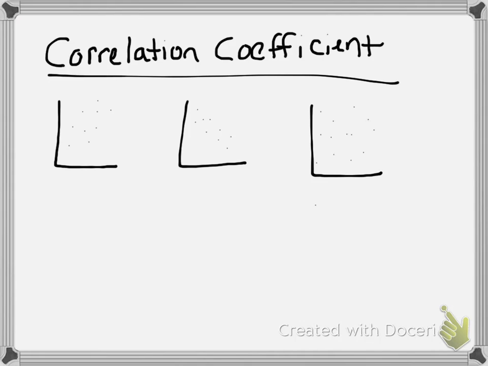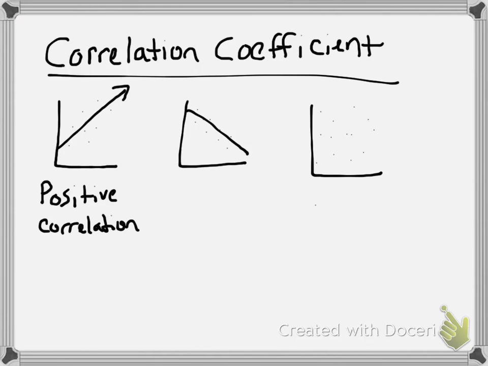Well, in the first one, we have our points in there, and it's making kind of a positive trend. If we were to do a line of best fit, it would look something around like that. That's a positive correlation. Our second data set, our line of best fit would look something like that. That's a negative correlation.